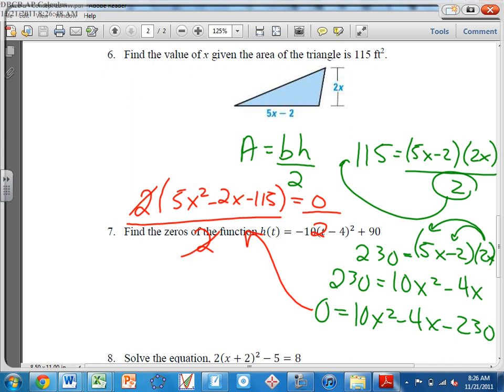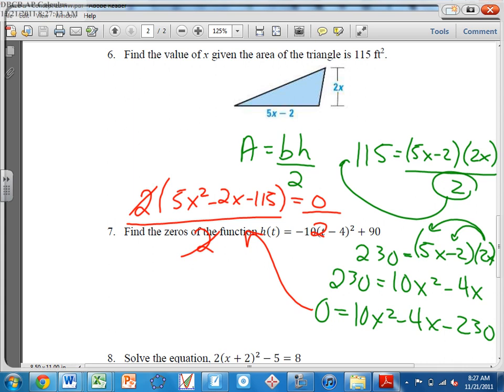Now I'm left with an AC method problem that is a little bit easier than the previous one. At this point in time, I'm looking for the value of x. I don't care about the factors. So you know what? I wouldn't even use AC method. I would either graph it and find the x-intercepts, or I would use the quadratic formula here.